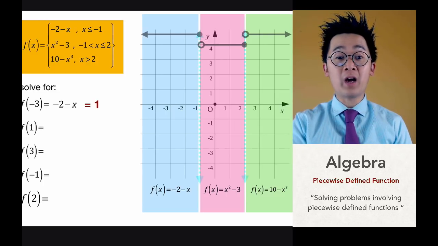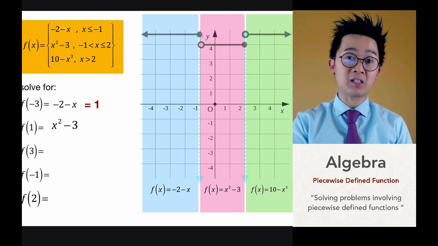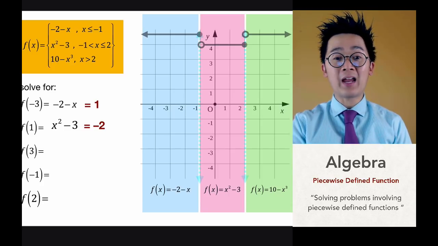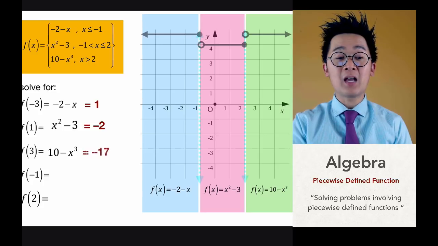And at f of 1, where x is equal to +1, we will be using the pink region, which is in between -1 and +2. Therefore, x squared minus 3 is the formula that we are using. And by substitution, f of 1 is equal to -2. And for f of 3, we're going to be using the formula in the green region, or anything higher than 2. So we will use 10 minus x cubed. And by replacing x with 3, we'll have -17 as the value of f of 3.